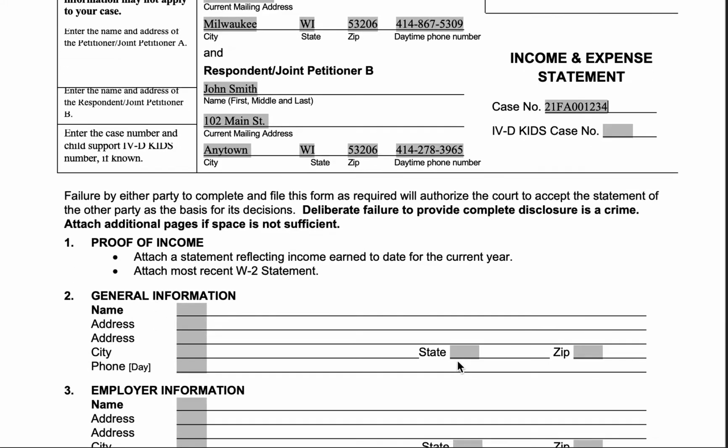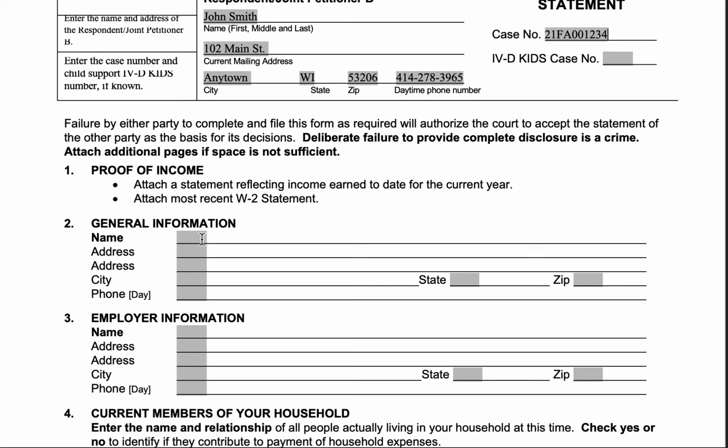So the next part of this first page is the general information section. The general information section is where you're going to put information about yourself. So as I mentioned before, John Smith is the one filling this out. So John's going to put his name and his address here. And you might be thinking to yourself, well, this is pretty repetitive. I just put my information up there.